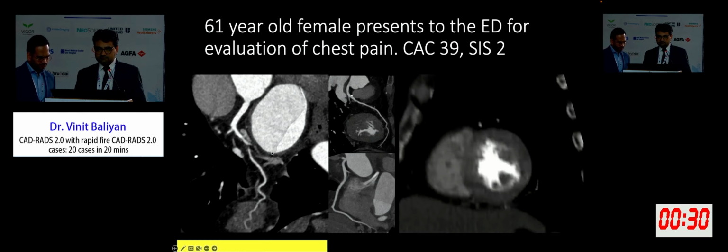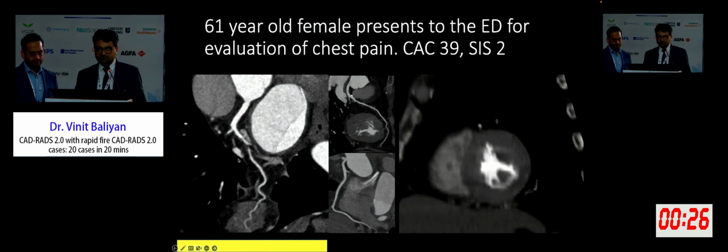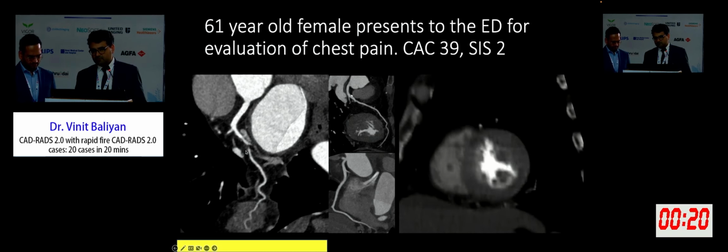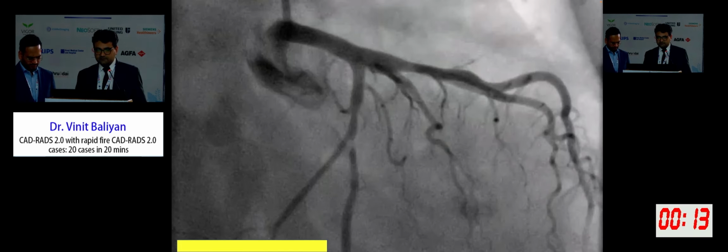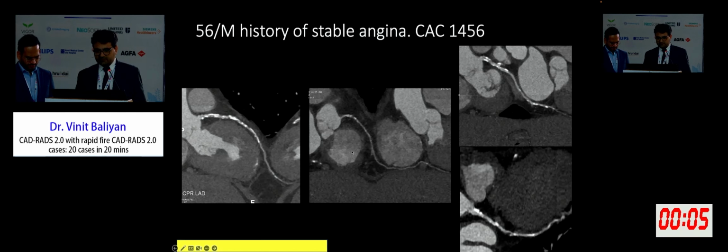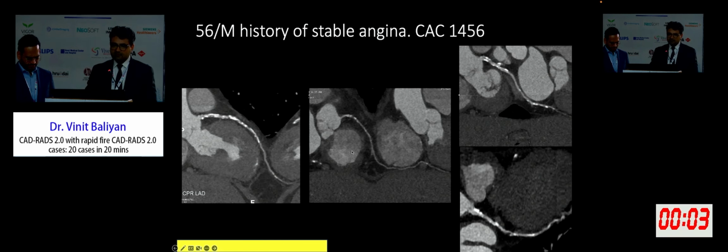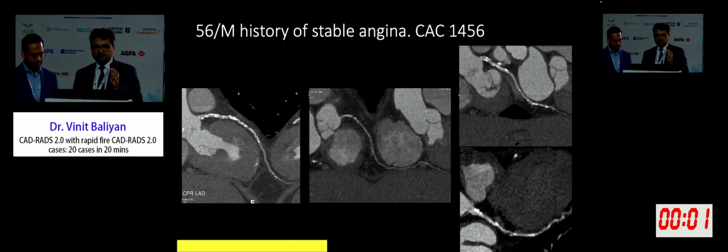How many think it is severe? We are looking at this area. Yeah, it looks severe to me. So it's a CAD-RADS 4A with plaque burden P1 because it's a segment involvement of 2. So 4A P1. This is the corresponding cath, and you can see it's a very short segment, maybe a trickle of contrast going through. So 4A, the patient was stented, did well.